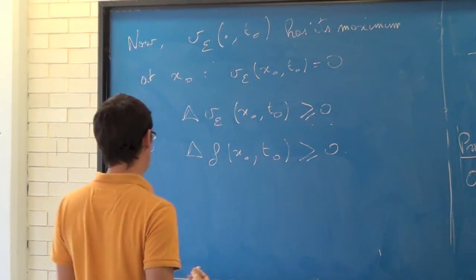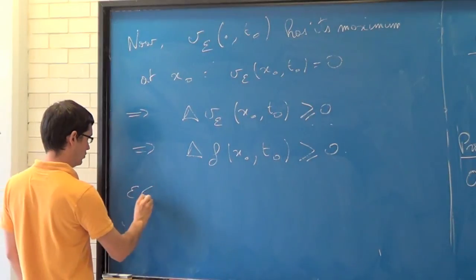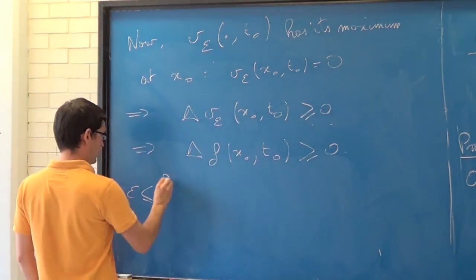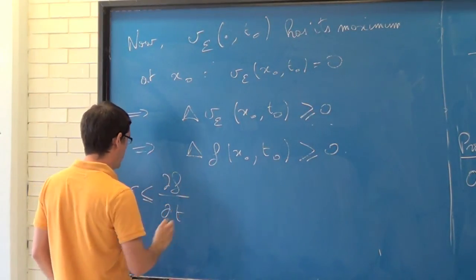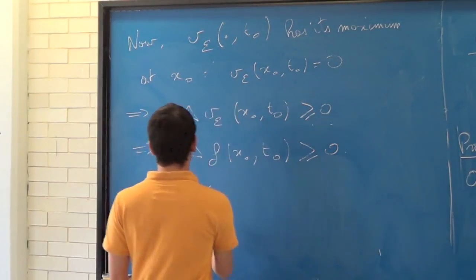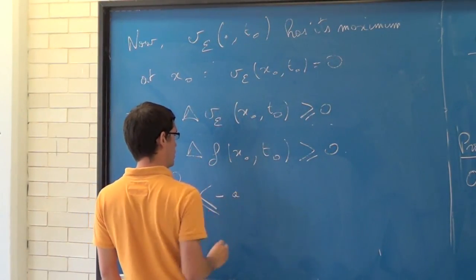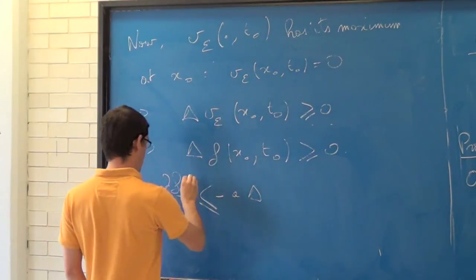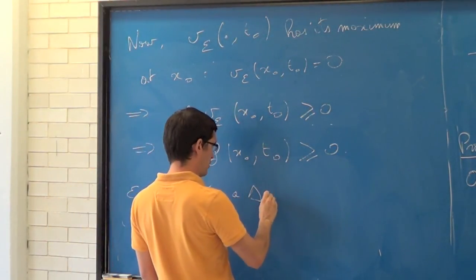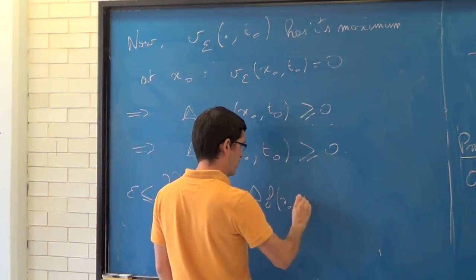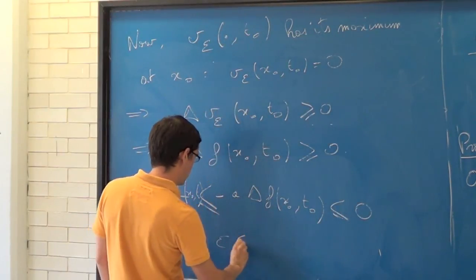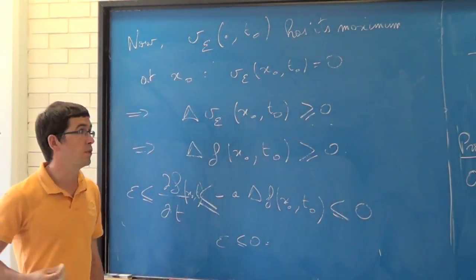So now what do we know? We know that g f over g2 is more than epsilon. By assumption b, we know that this is less than minus a Laplacian of f. So at x0, t0, it is less than minus a Laplacian of f at x0, t0. But this is not possible.